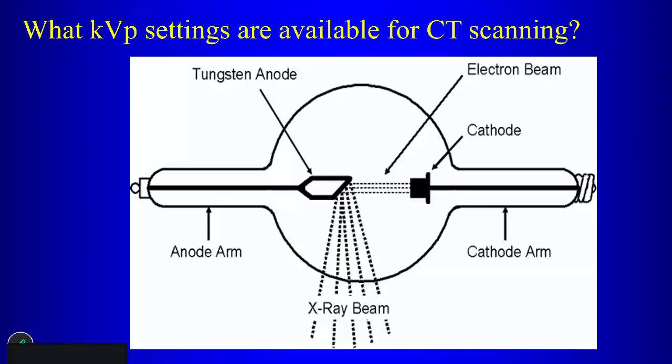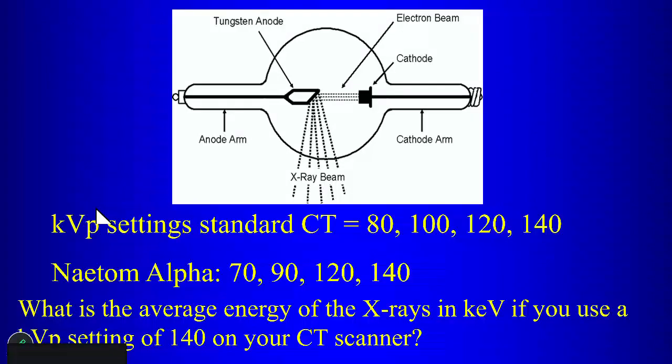Okay. But it's not an arbitrary number. You can't tell the tech, I want to scan this patient at 82 kVp, right? There are particular settings on your CT machine. Anybody know what those settings are? Give me a few numbers. On the new scanner, you have that, yeah. On the old scanner. But so the standard settings were 80, 100, 120. On the alpha scanner, we have these settings. We have 70, 90, 120, 140. So these are set settings for every protocol.